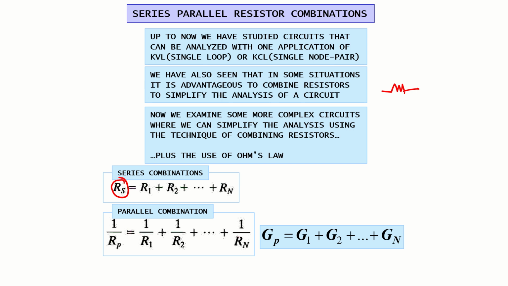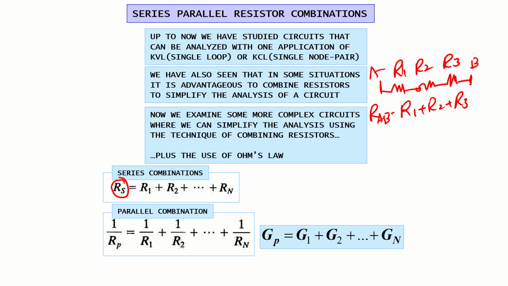Like if I have resistors in series like this, this is R1, this is R2, this is R3, so I will just add them together to get the total resistance. Let's say between point A and B, the resistance between A and B will be R1 plus R2 plus R3.